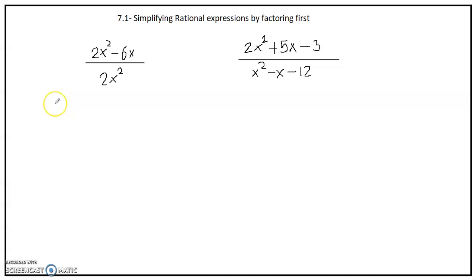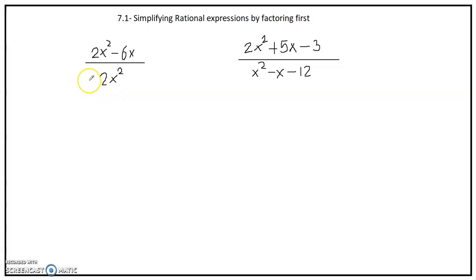Hey everyone! In this video, we will learn how to simplify rational expressions by factoring them first. We can see that we have two examples. We'll first start with this example where we have 2x squared minus 6x divided by 2x squared.